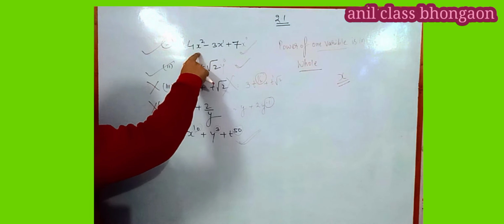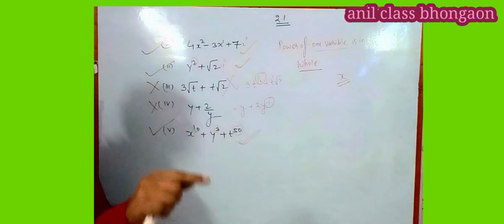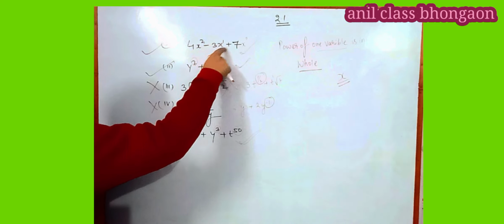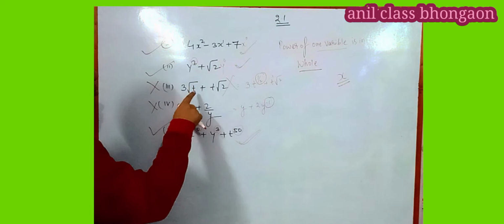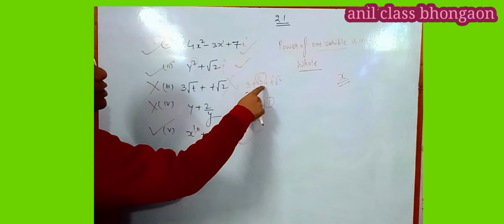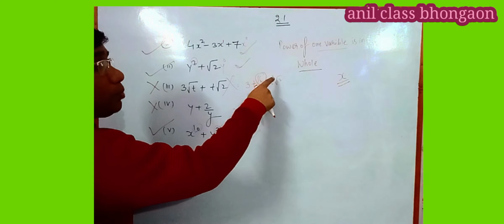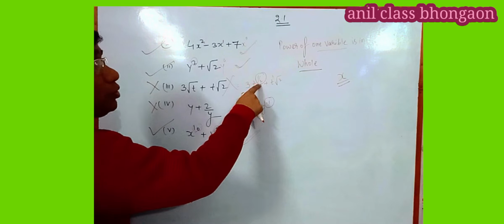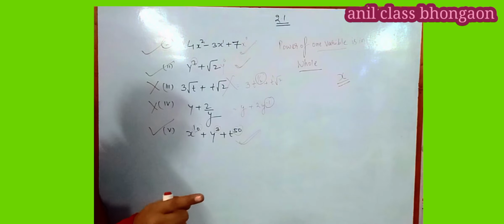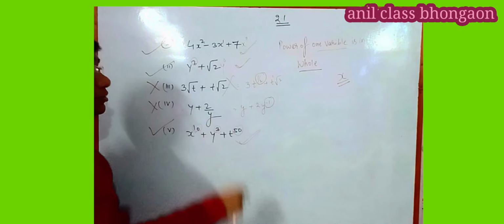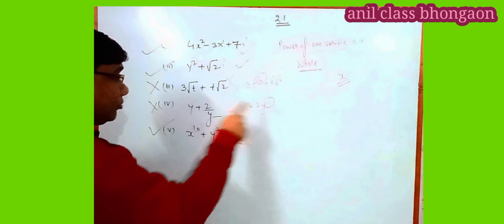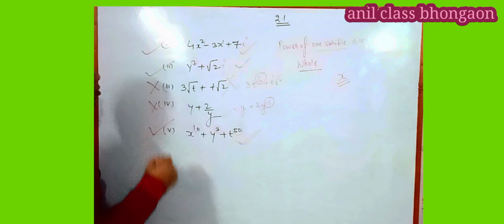The power of one variable must be in the form of a whole number: 2, 1, 0. Whole numbers 2, and y to the power 0 is a whole number, but in t, power 1 by 2 does not belong, it is a rational number, and y minus 1 is a negative integer. So this value belongs.